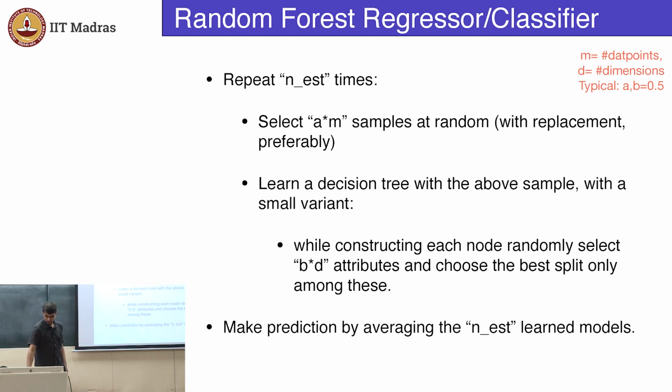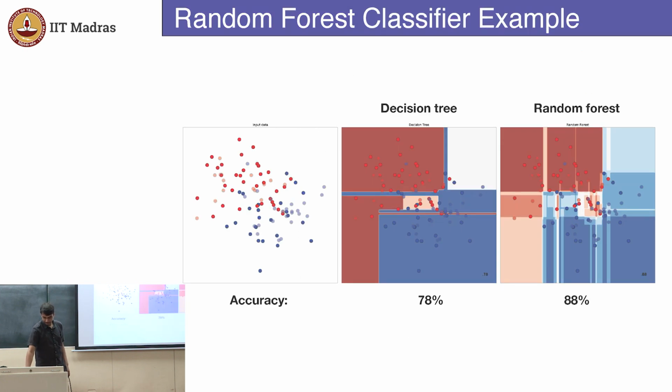So here is one example. Let's say you have this data. I don't know if you can see the difference between train and test: dark red and dark blue points are training points, and light red and light blue points are test points. So you have train and test points here.